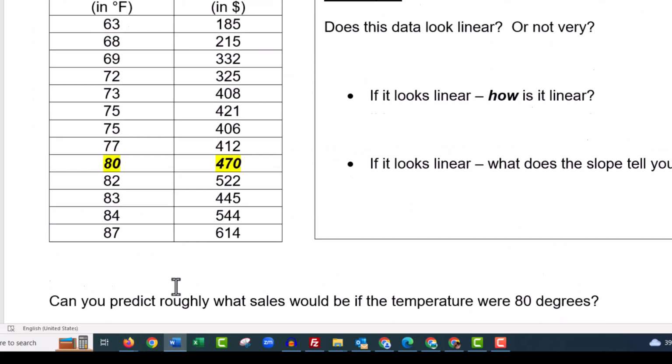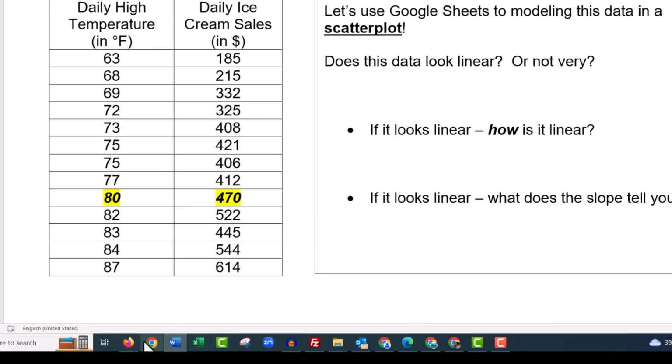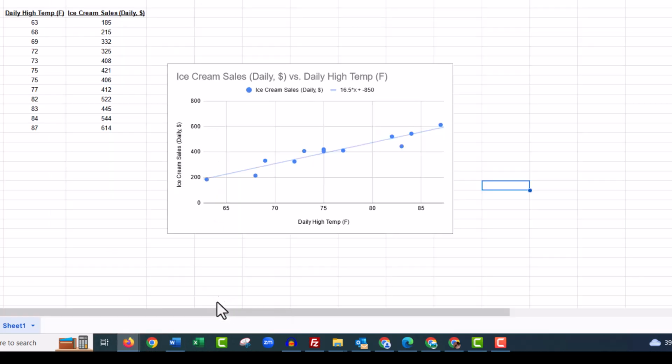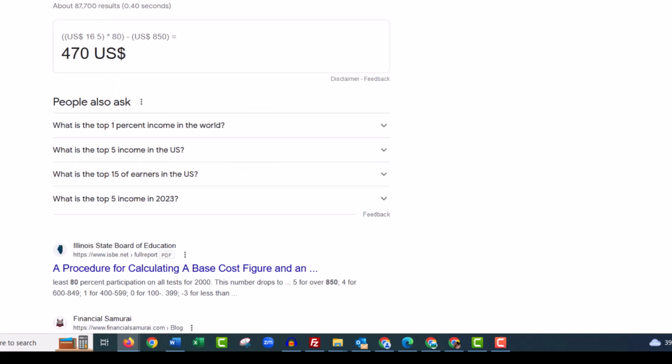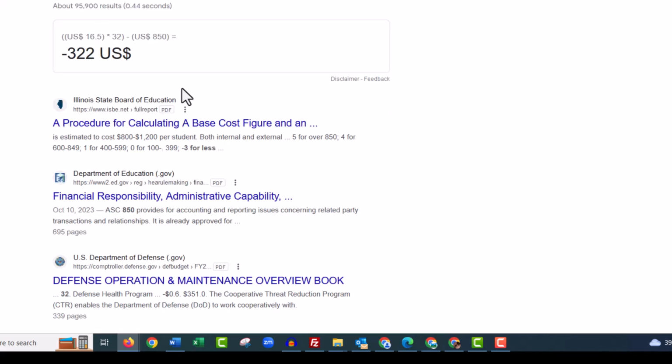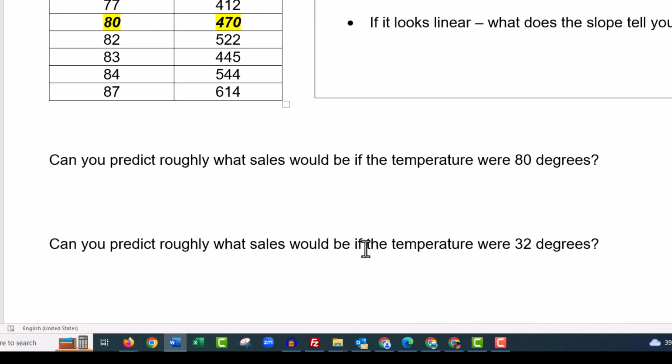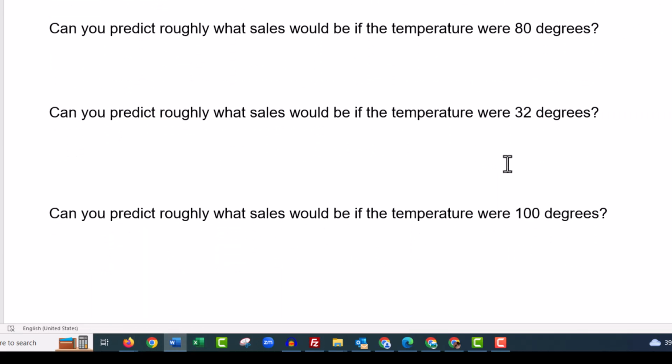How about 32 degrees? Well, mathematically, we can totally do this, right? We can just go to our Google calculator and change the 80 degrees to 32 degrees. And it's going to predict a loss of $322. That's what that means. But does that even make sense? Like, that doesn't make sense. Who is going to be selling ice cream on the beach when the high temperature is freezing? Nobody's going to be doing that. So this is kind of a silly question about extrapolating, right? It's kind of silly to talk about that.